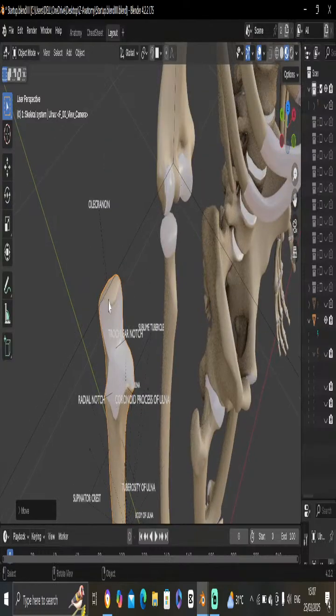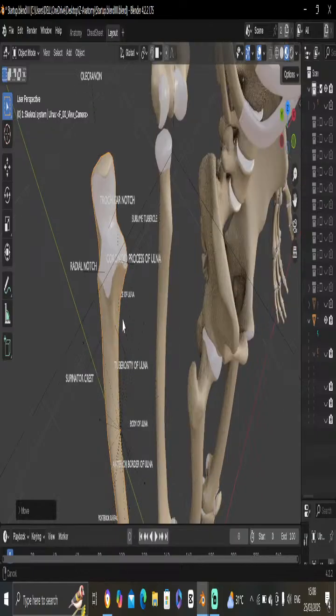Then there's a projection here, which is known as the olecranon process, which fits into the olecranon fossa. In between the two processes, we have a notch, a depression, which we call the trochlear notch. The trochlear notch articulates with the trochlea of the humerus. Also, we have the radial notch, which articulates with the head of the radius at the proximal radioulnar joint.